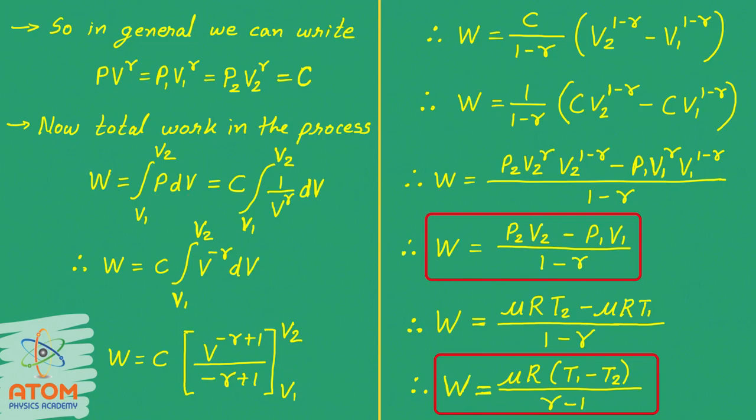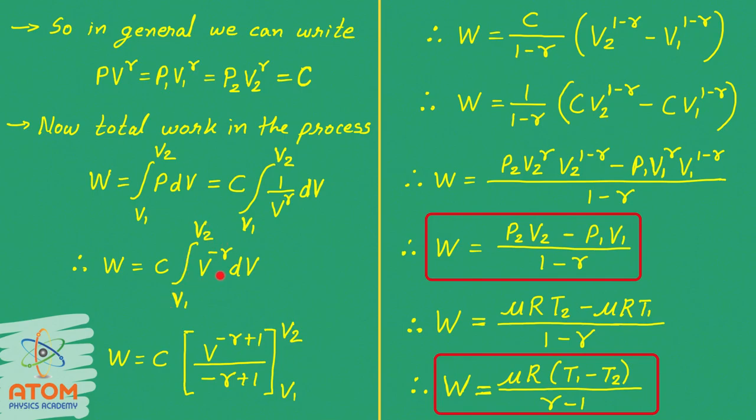But from this equation, see, PV raised to gamma is equal to C, right? So from this equation we can write P is equal to C upon V raised to gamma. So at the place of P I am putting C upon V raised to gamma. C is a constant, so I have taken out, and then integration 1 upon V raised to gamma dV is remaining there. Now this V raised to gamma in denominator can be written as V raised to minus gamma. So the equation becomes W is equal to C integration V raised to minus gamma dV from V1 to V2.